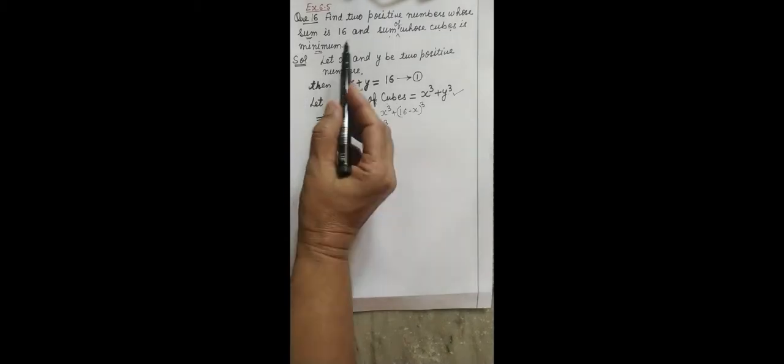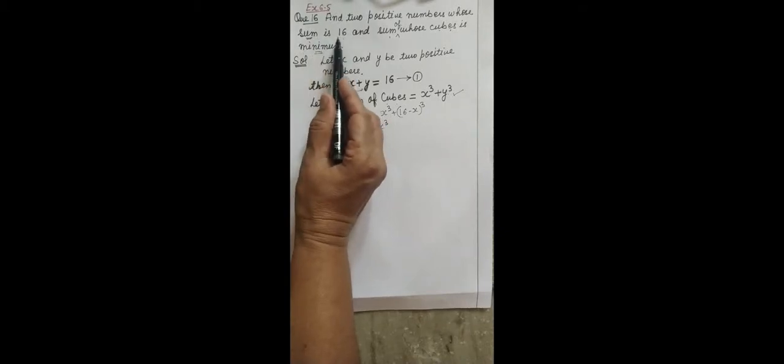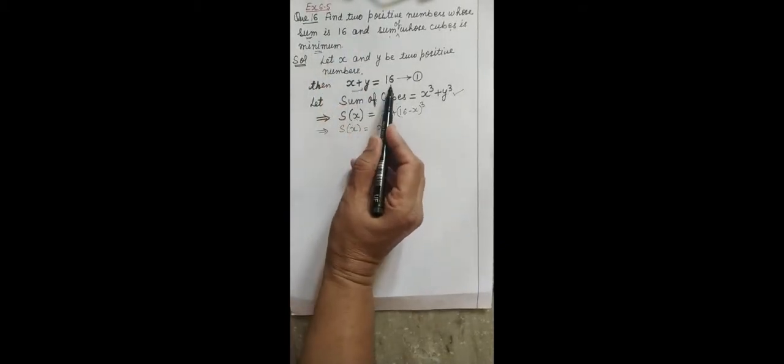The first word problem I am going to discuss is question number 16, exercise 6.5. The statement is: find two positive numbers whose sum is 16 and the sum of whose cubes is minimum. Let me suppose that the two positive numbers are x and y. According to the given condition, their sum is 16. That means x + y = 16.